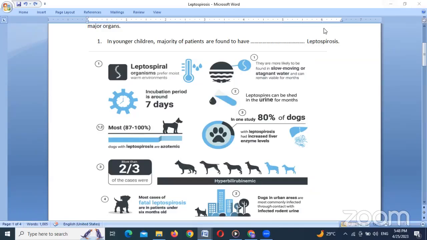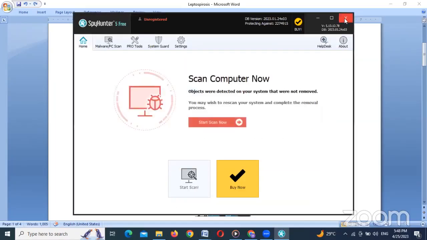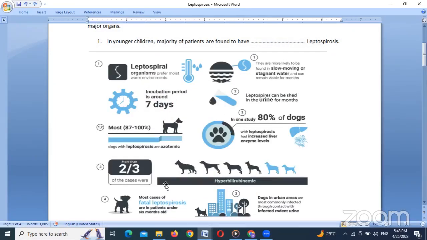Yes, sir. Most cases of fatal leptospirosis are what? What is the answer? Fatal. Fatal, okay. People can see the answer is fatal leptospirosis. So first, at the start, I showed you text A, but none of you could get the answer from text A. Then you searched in text B and C and D. You could not find the answer.